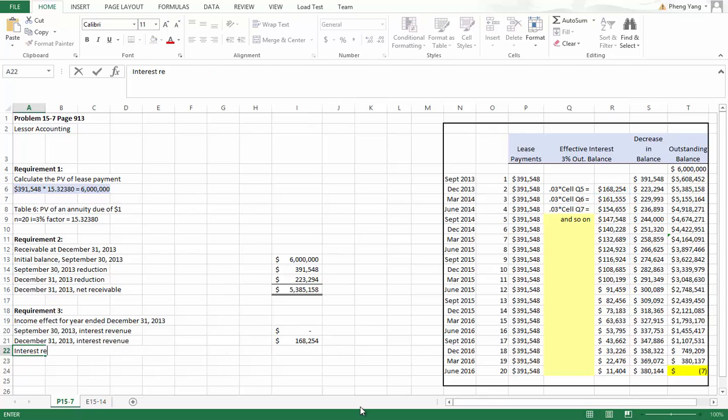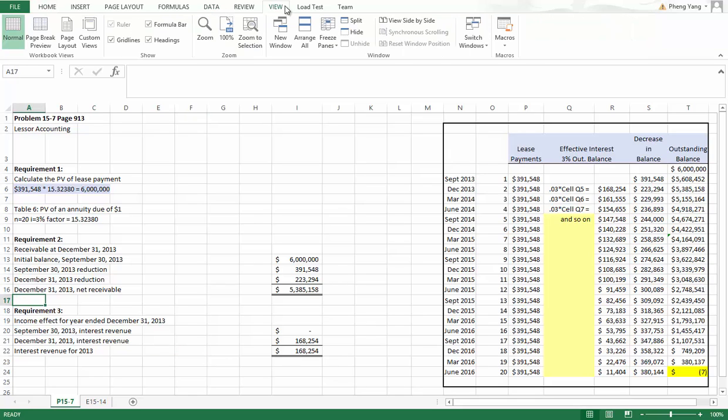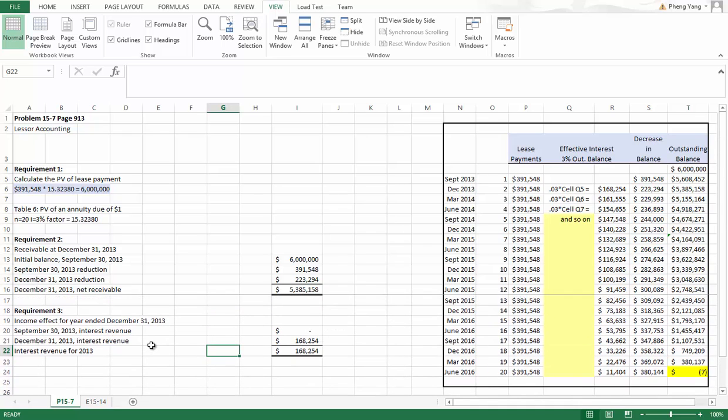So our interest revenue for 2013 should be $168,254. Okay. That's requirement 3.